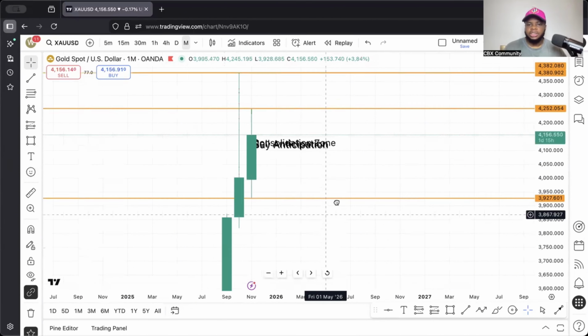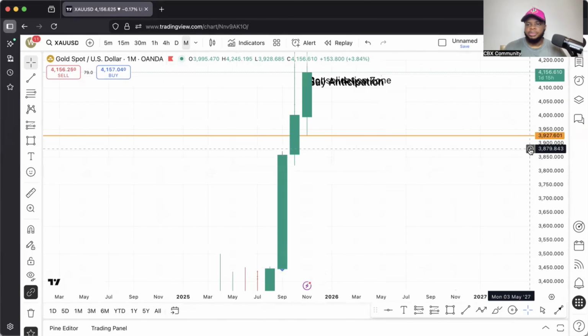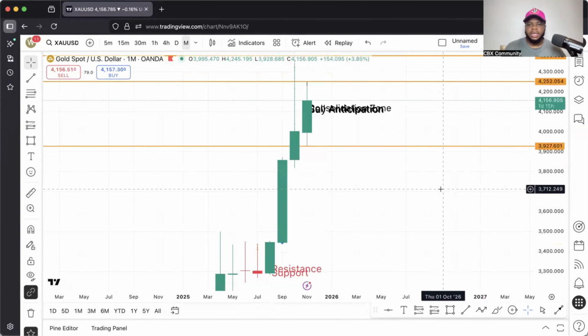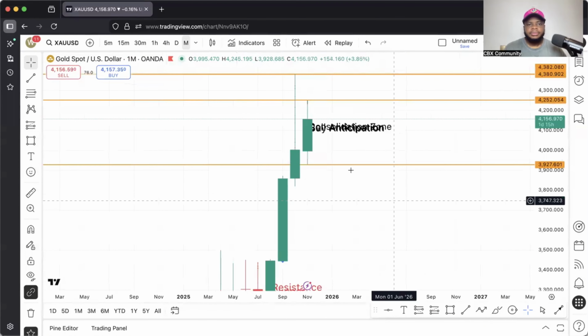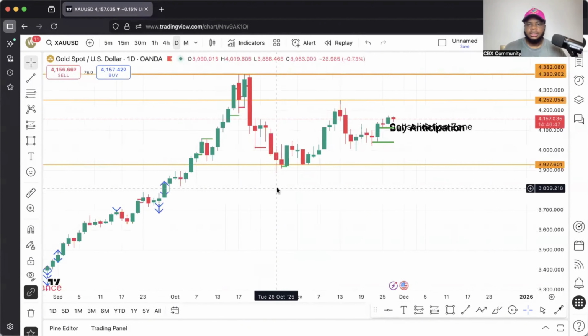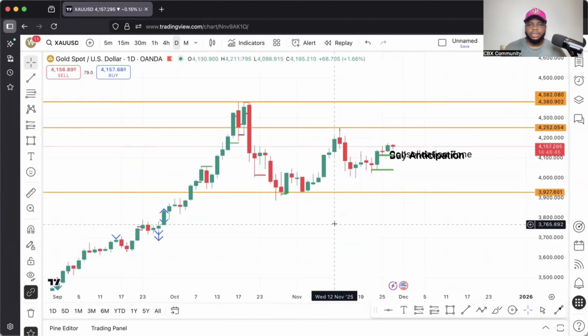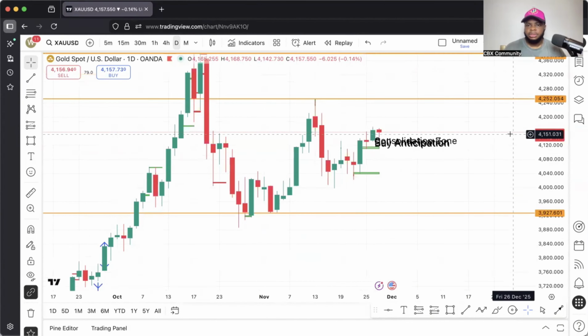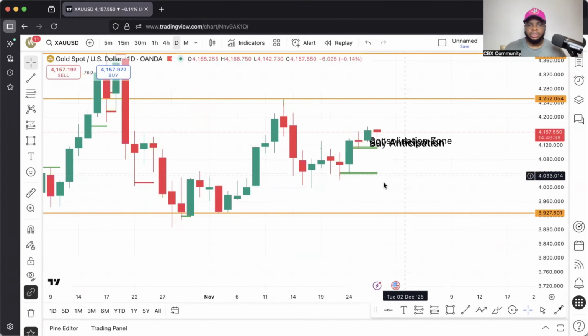So the best thing is just for us to wait, and it's very important for us to know what the higher time frame is saying against the lower time frame. So let's go to the daily chart. The daily chart, the market structure is just consolidating.